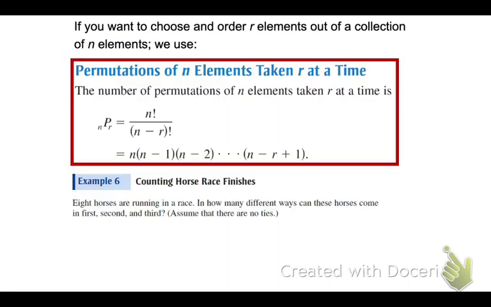Okay. If you want to choose and order r elements of a collection of n, so not all of them, okay? If I would have asked you to place all 8, you would have done 8 factorial, right? 8 times 7 times 6 times 5. But we placed 3. So we did 8 times 7 times 6. That was easy, okay? But they're not all that easy.